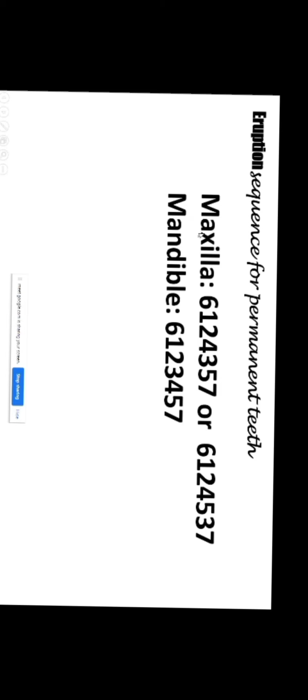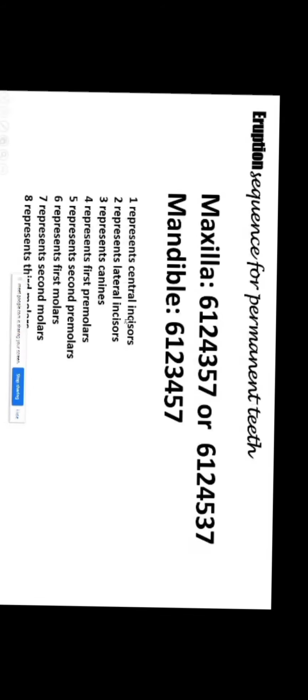For the permanent dentition, the eruption sequence is different now. You have your maxilla, and then you have your mandible. 1 represents central incisors, 2 laterals, 3 canines, 4 first premolar, 5 second premolar, 6 first molars, 7 second molars, and 8 third molars. For the maxilla, most probably there are 2 eruption sequences. Again, as I mentioned, the first to erupt is the first molar. That's why you have your 6, your first molars.